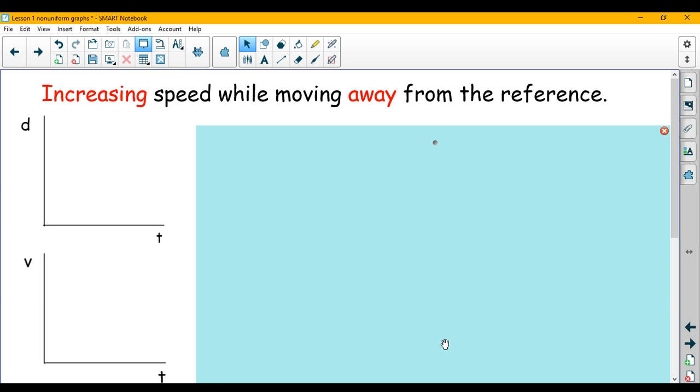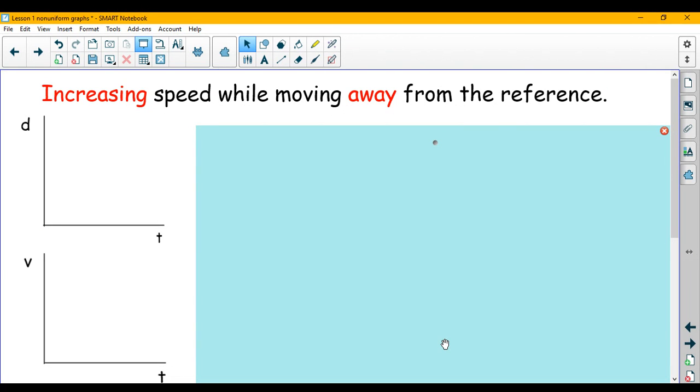So our first example we have is when we're increasing speed, so we're speeding up while moving away from the reference. This one's pretty easy because we did this in our learning lab. We had our ramp and the cart started off with a speed of 0 at the top, and it got faster as it went down the ramp, and it moved away from the reference, which in the case of our lab was the ticker tape machine because it moved away from the top towards the bottom.